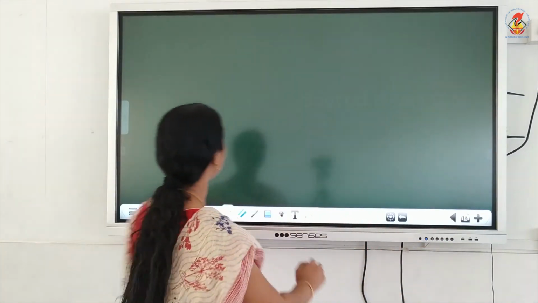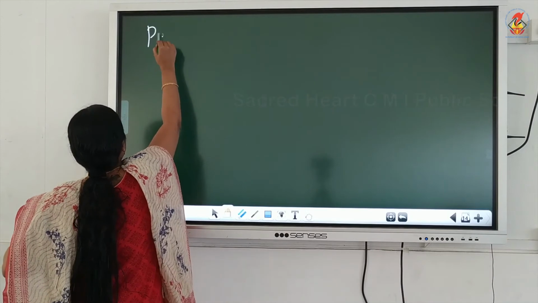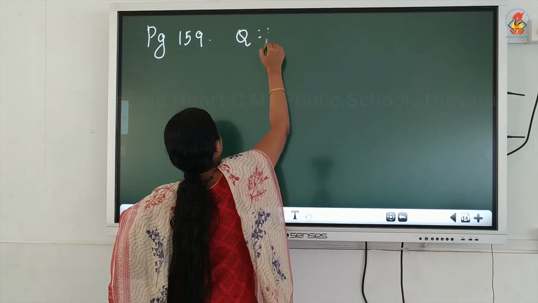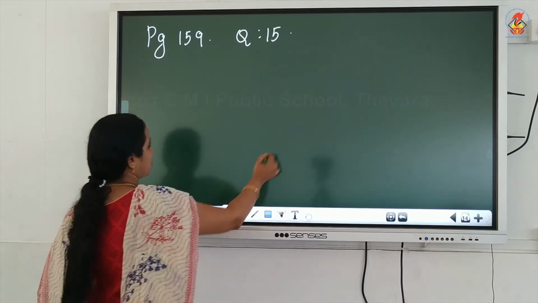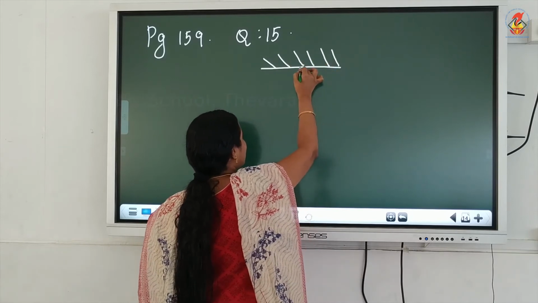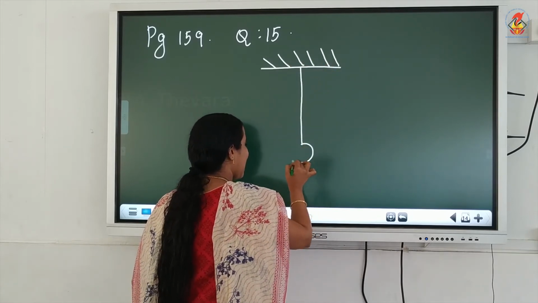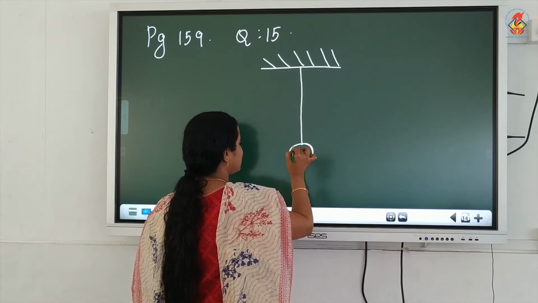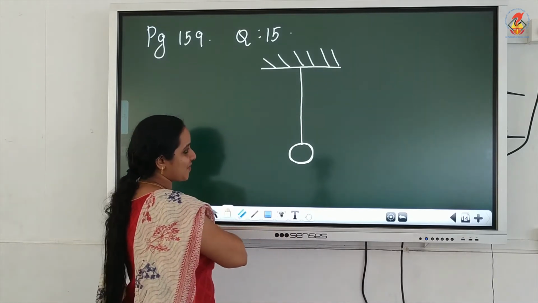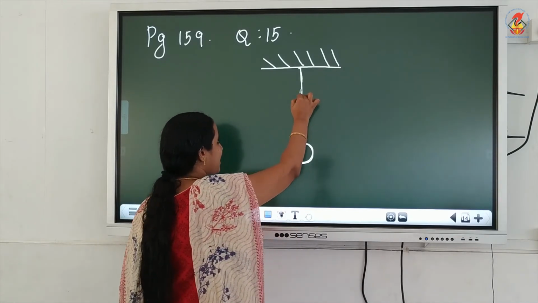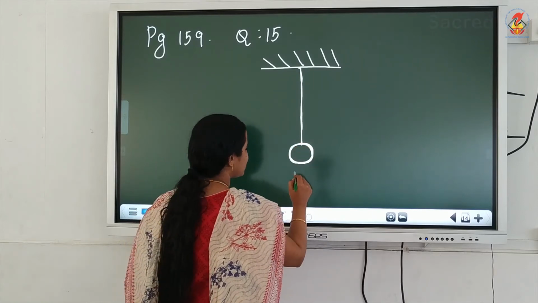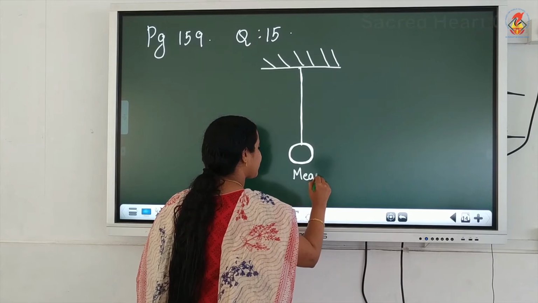That is page number 159. Page 159. Question number 15. Now consider a simple pendulum. A simple pendulum is nothing but a string and a bob attached together. This system is known as a simple pendulum, which you have already learnt in your 7th standard. When simple pendulum is at rest, this resting position of simple pendulum is known as mean position.